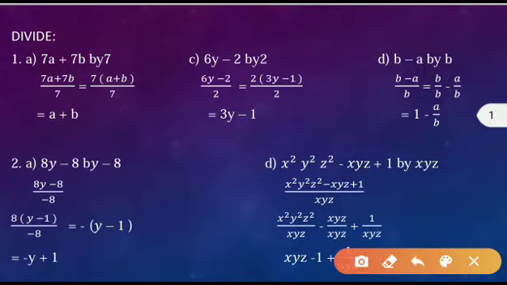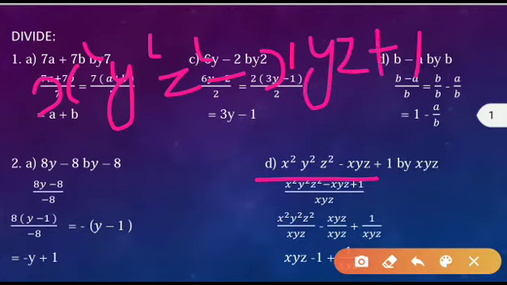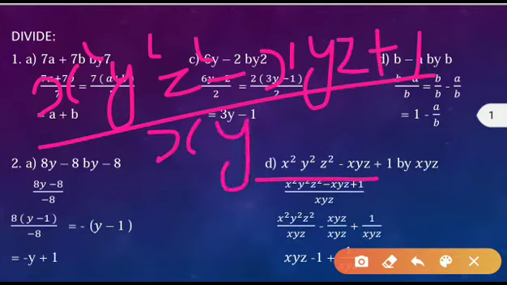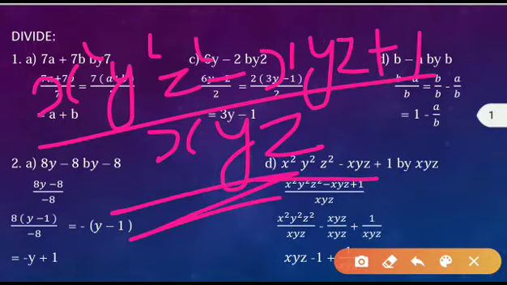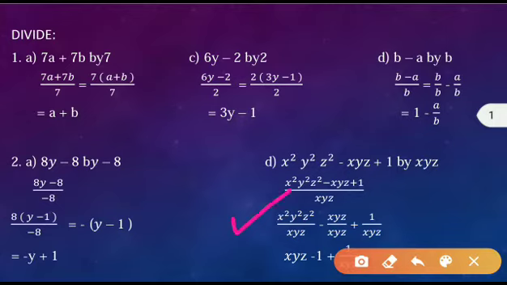Next question, x square y square z square minus xyz plus 1 by xyz. First of all, split the denominator. When you split, you will get this line.